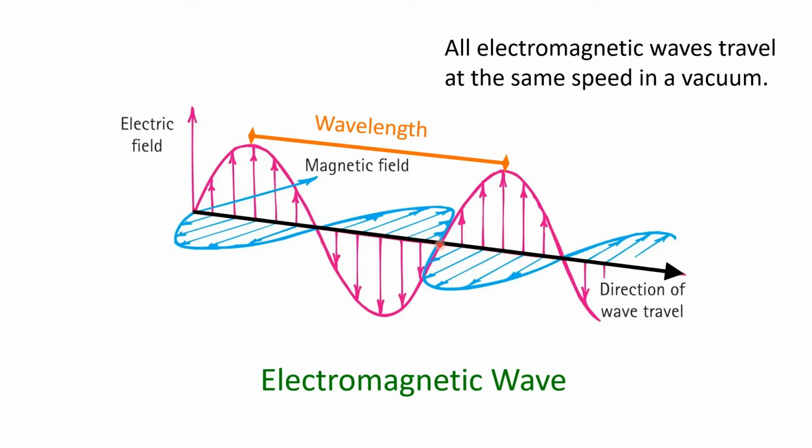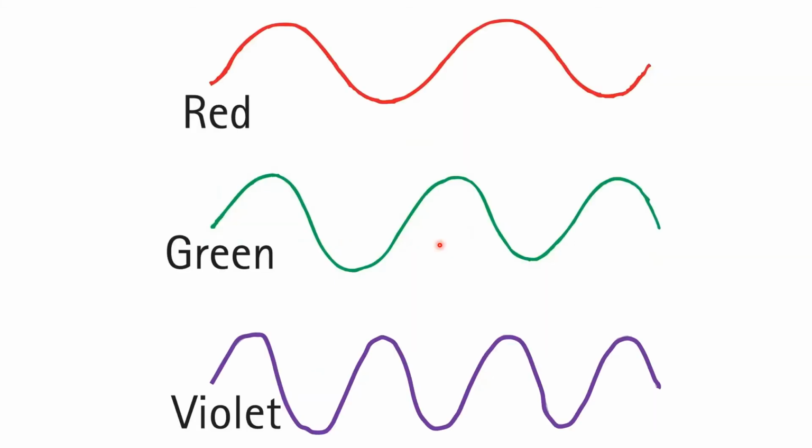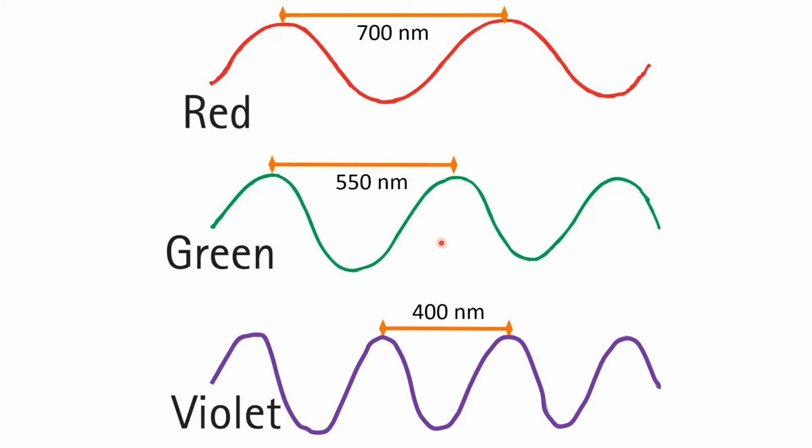The type of electromagnetic waves that we're most familiar with as humans is visible light. And that ranges from red to violet in terms of color. We can distinguish between these colors by their wavelengths. Red has the longest wavelength at about 700 nanometers. Violet is the shortest wavelength at about 400 nanometers. And green is right in the middle at about 550 nanometers. All of these waves are traveling at the same speed.